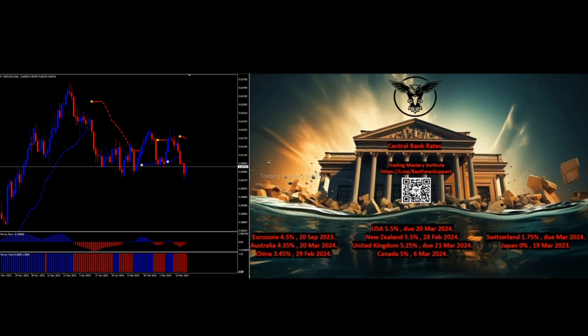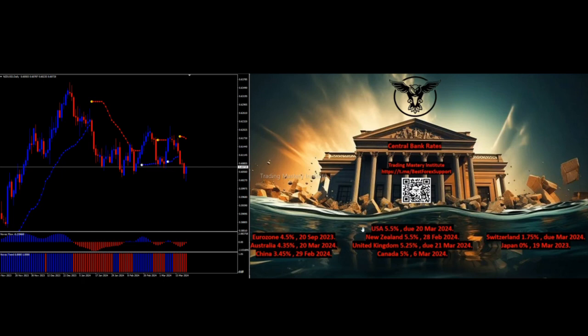Okay guys, I have a question from the members on how to apply the central bank interest rate to our trading. The central bank interest rate is for us to know the long-term or maybe quarterly direction of where a potential currency pair will be heading. As you can see over here, we are looking at the central bank interest rates.